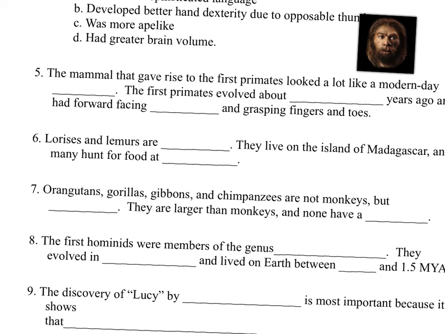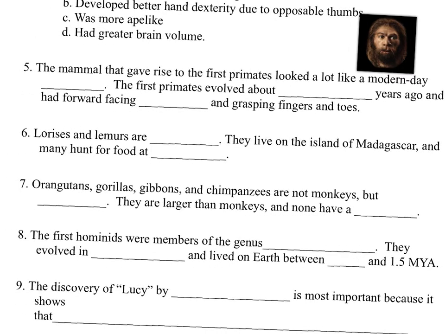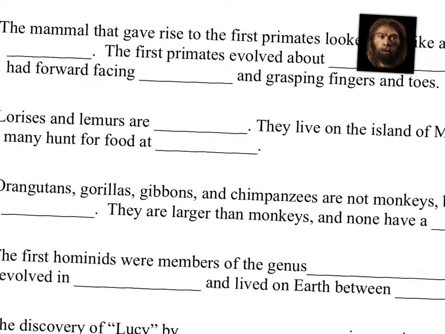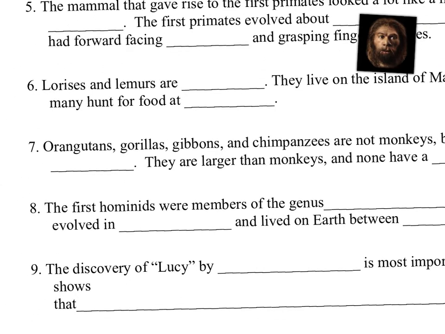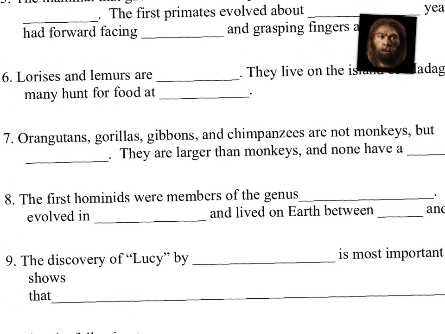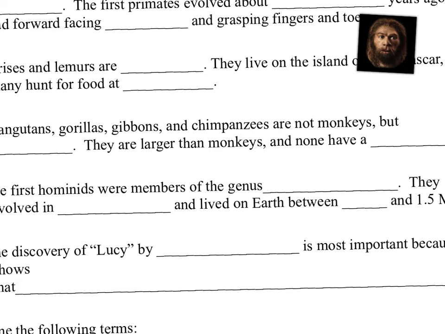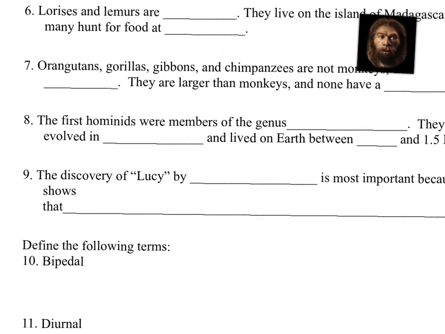Lorises and lemurs, we consider them to be prosimians. Remember, that means before ape. And they live on the island of Madagascar. And they are nocturnal, so they hunt at night. Orangutans, gibbons, chimpanzees are not monkeys, but apes. And they are larger than monkeys. And a major distinguishing trait, for those who are going to go to the zoo tomorrow or Sunday: they do not have tails. All apes do not have tails.